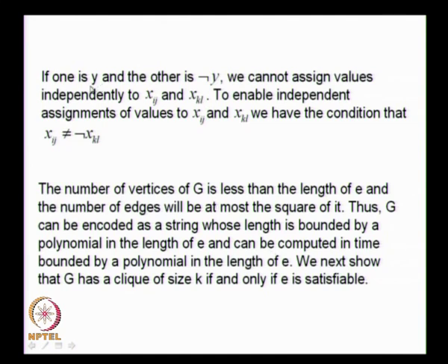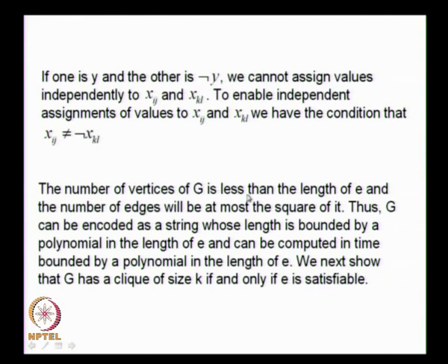That is, if one is y and the other is not y, we cannot assign values independently. If we assign some value to y, the other one automatically will take the other value. If we assign value 1 to one, the other will take the value 0 and so on. To enable independent assignment of values to xij and xkl, we have the condition that xij is not equal to not of xkl.